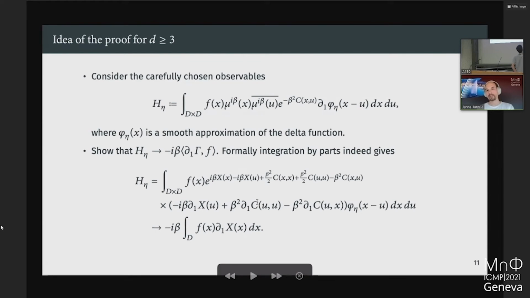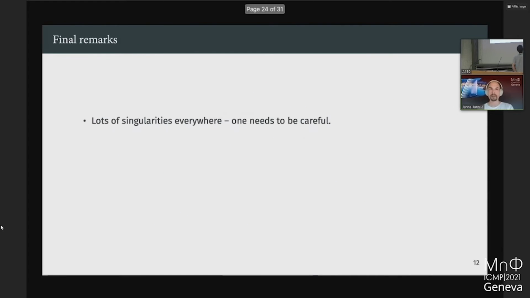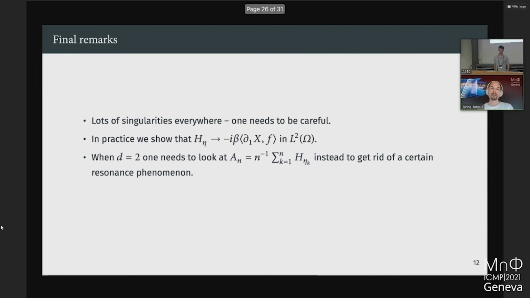But of course here, for example, the CUU is infinite, so it doesn't really make sense as such, and you have to be very careful. So there are a lot of singularities everywhere, and what you show is that it converges in L2. If D is 2, then you have to do something more clever, but you can still do it.